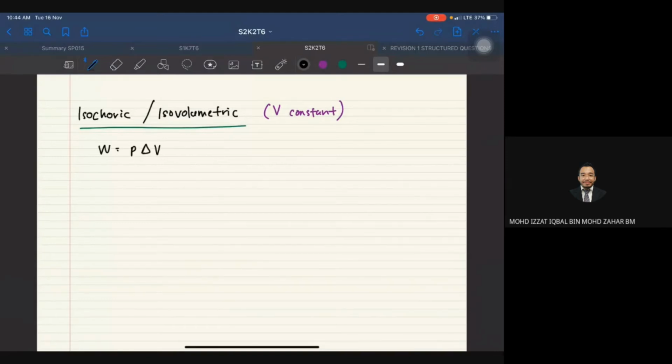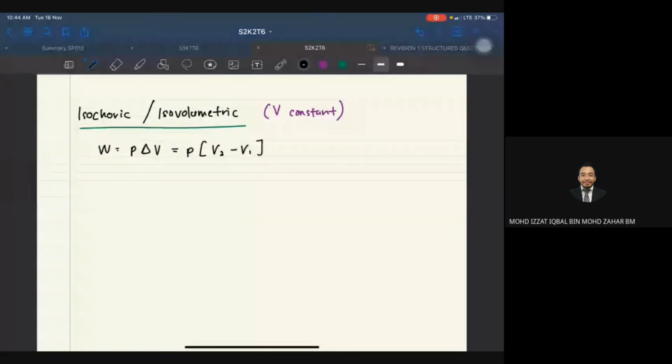And since volume is constant, maksudnya work done equals to apa? Zero. Very good. Sebab apa? Sebab P ni sebenarnya adalah V2 minus V1. Kalau V tak berubah, maksudnya V2 and V1 is equal. So I can write the work is equals to 0. So for isochoric ataupun isovolumetric process, the work done on the system is equals to 0.